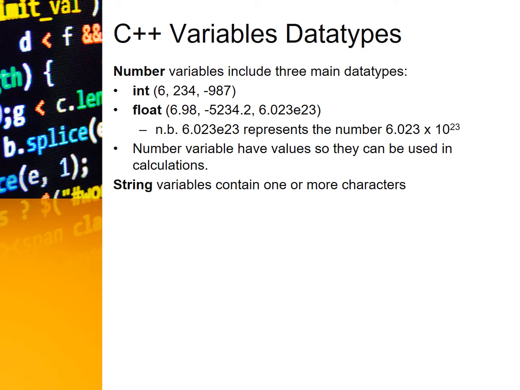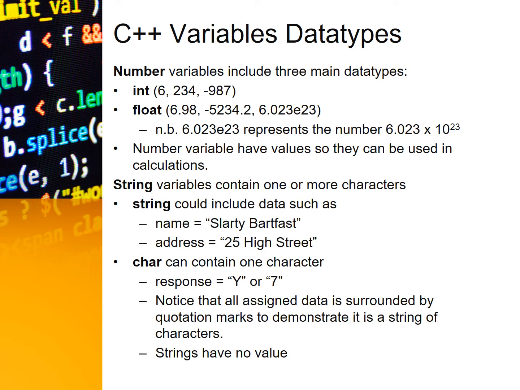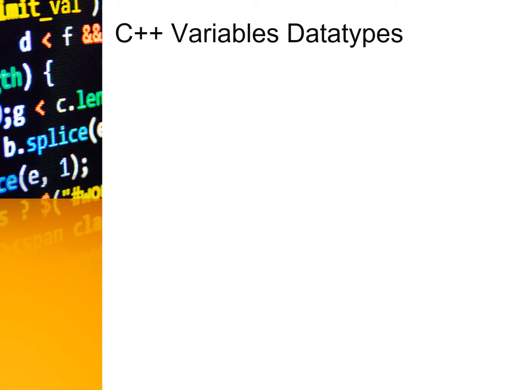String variables contain one or more characters. A string could be a name or an address. Again, 25 in the 25 High Street is just a numeral or a pair of numerals. It does not have any value. A character, or char, can contain one character. Response equals uppercase Y or 7. In this case, 7 would not have any value as a number. You'll need to notice that all of the assigned data is surrounded by quotation marks, to demonstrate that it is a string or characters.